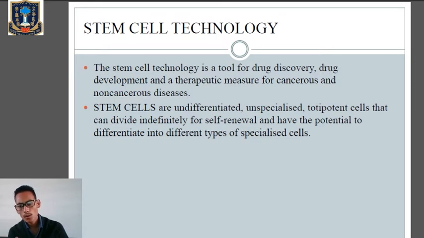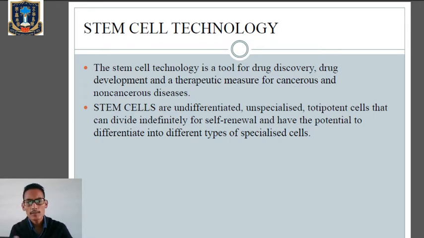And this stem cell technology is mainly a tool for the discovery of drugs, for drug development and the therapeutic measures for controlling cancerous and non-cancerous diseases. Cancerous means those cells which are not behaving in a normal manner, they don't follow the normal cell cycles. And non-cancerous means those that go through a normal phase of cell cycles and cell divisions. So in this type of diseases we can go for stem cell technology.